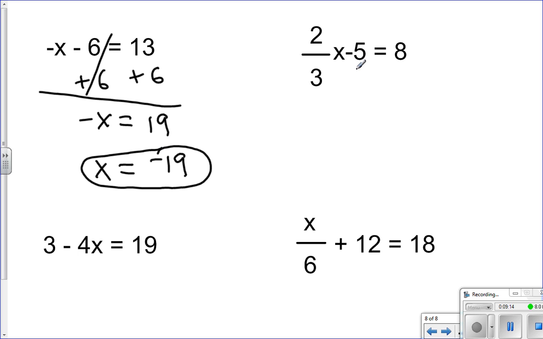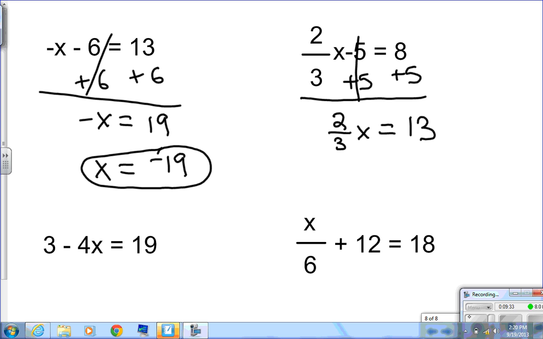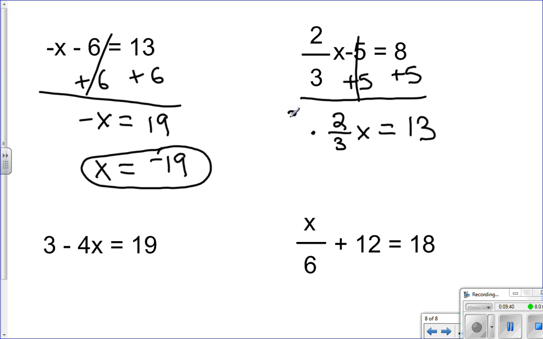There's 1. Let's go over here. I have 2/3 x minus 5 equals 8. So I need to add 5 to both sides. I'm left with 2/3 x equals 8 plus 5, which is 13. Then remember, whenever we have a fraction as our coefficient, to get rid of it, we multiply by its reciprocal. We do that on both sides.